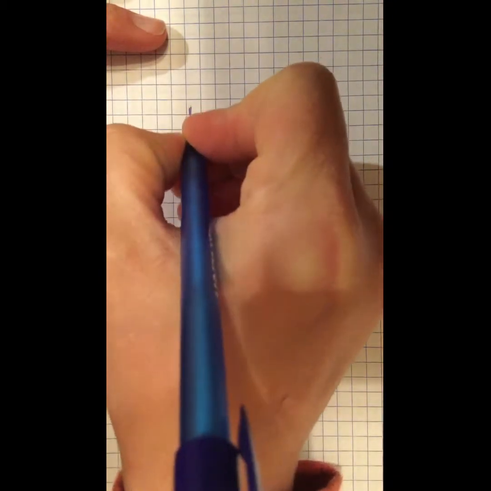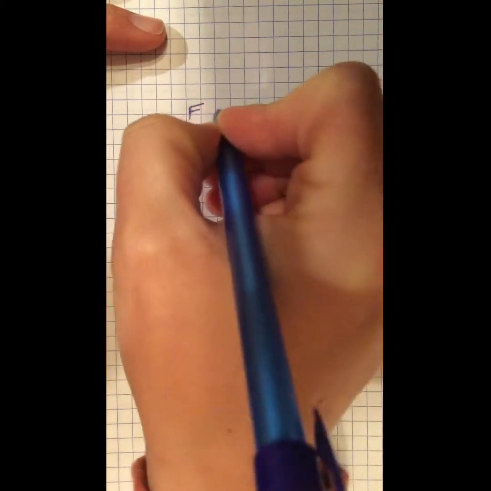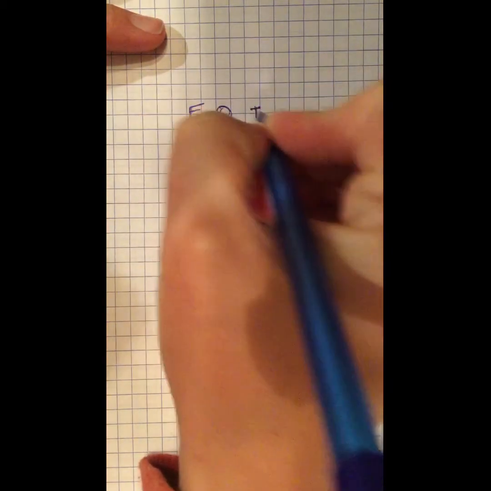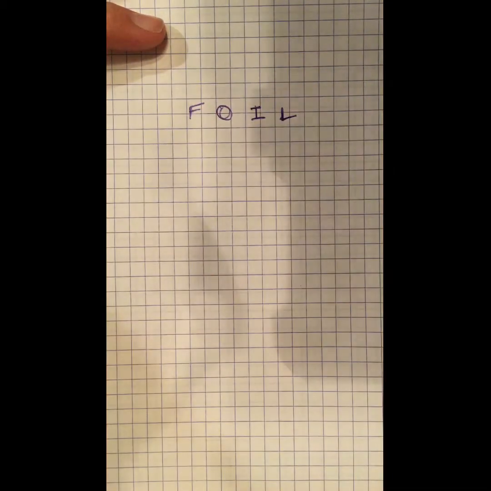All right, now that we have added and subtracted expressions, we're going to do a quick review of how to multiply expressions. So you might have heard of this method called the FOIL method. That is FOIL. That's how you spell FOIL, right?